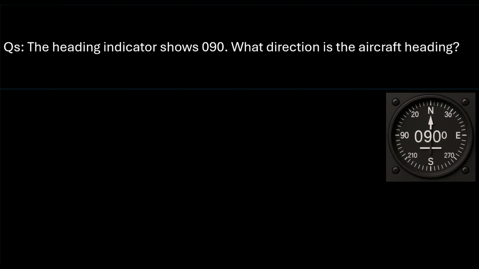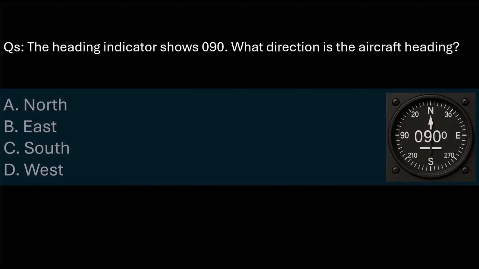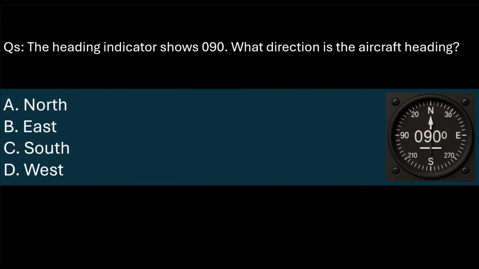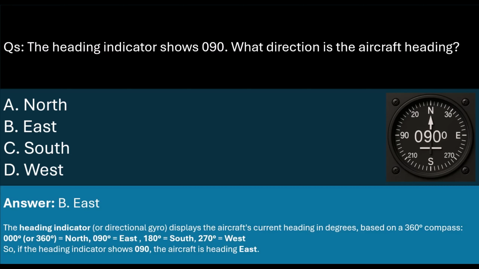So this is question number 2. The heading indicator shows 90 degrees. What direction is the aircraft heading? North, east, south, west. So I think it's the south. Sorry, this is the east. If 0 degrees means north, 90 degrees means east, 180 degrees means south, and 270 degrees means west. So it's an east heading.